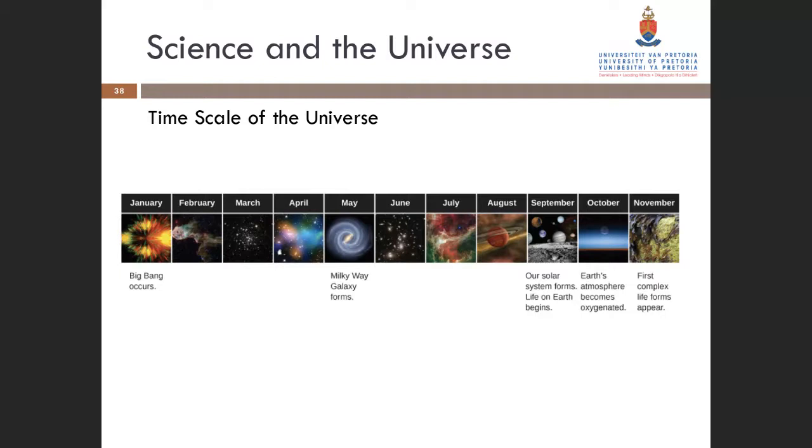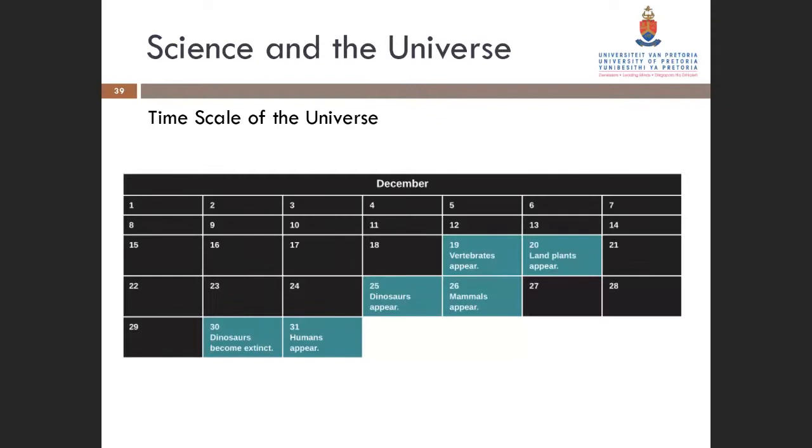We can see the first stars and galaxies appearing around March. Our own Milky Way galaxy will form around May. More galaxies in June. Planetary disks will start forming in August. Our solar system forms in September, and life begins on Earth at the same time. In October, Earth's atmosphere becomes oxygenated. In November, the first complex life forms appear on Earth.